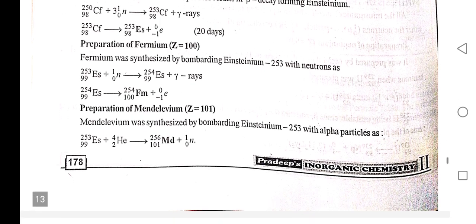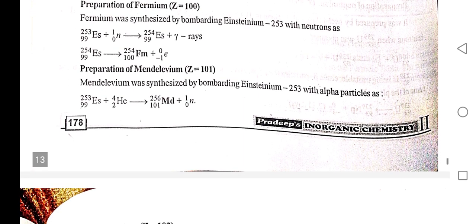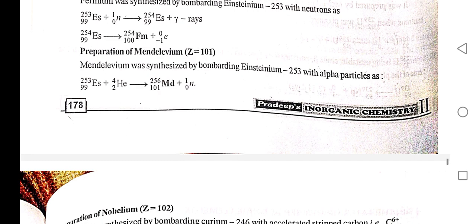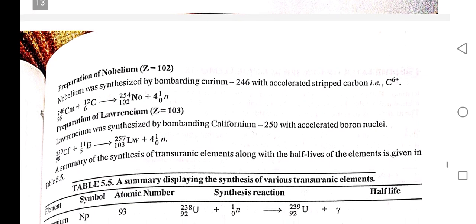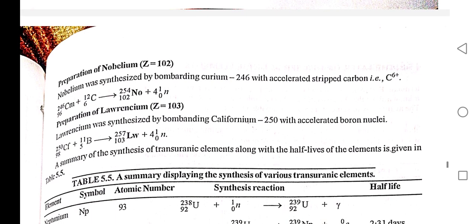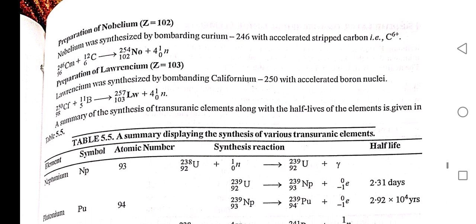Preparation of fermium. Fermium was synthesized by bombarding einsteinium-253 with neutrons. Preparation of mendelevium. Mendelevium was synthesized by bombarding einsteinium-253 with alpha particles. Preparation of nobelium. Nobelium was synthesized by bombarding curium-246 with accelerated carbon-13 nuclei. Preparation of lawrencium. Lawrencium was synthesized by bombarding californium-250 with accelerated boron nuclei.